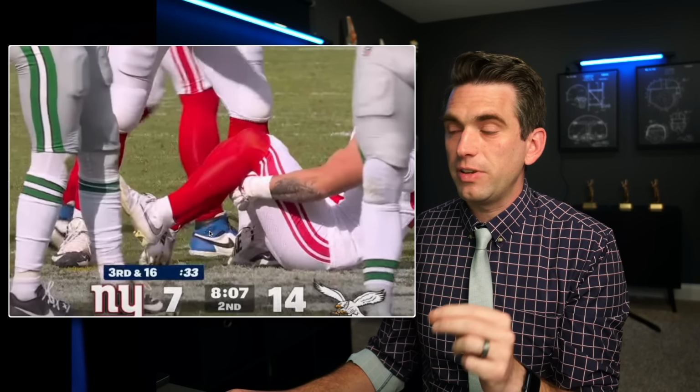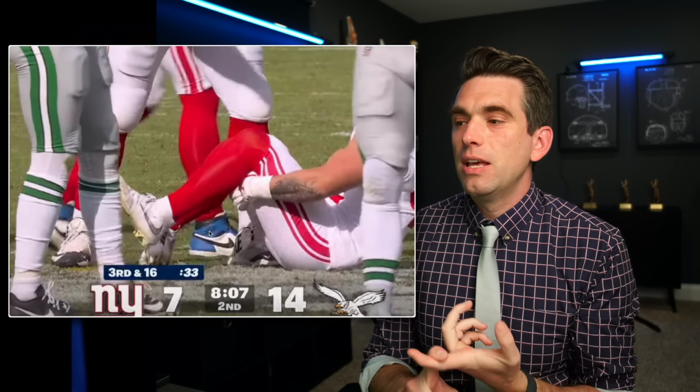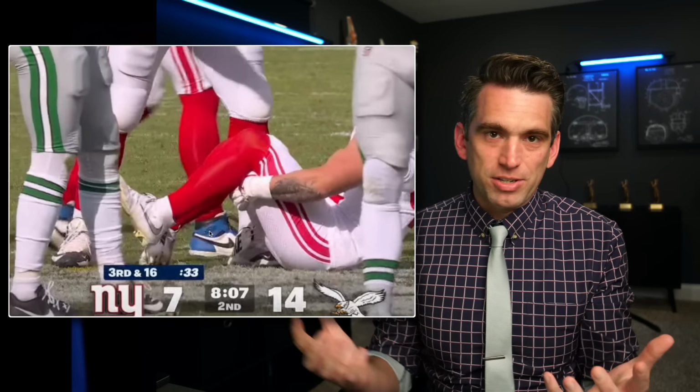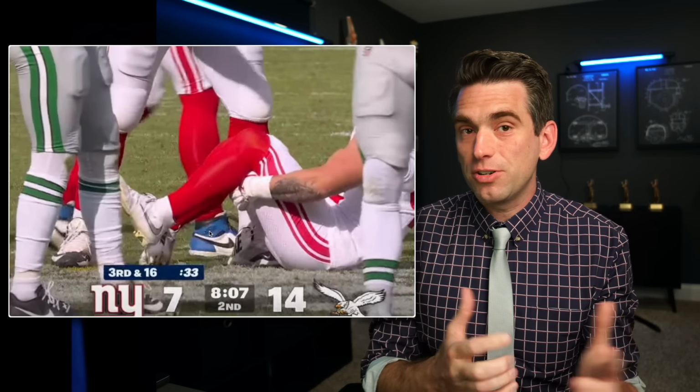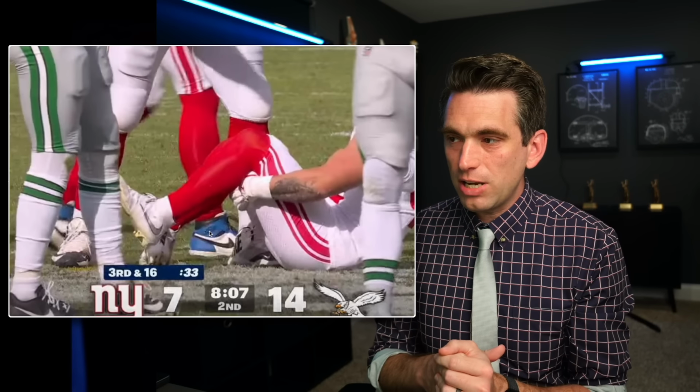So number one, you get out there on the field, attempt a closed reduction. They'll probably be able to tell right away if the bone's poking through the skin or not. That would be what we call a compound fracture dislocation or an open fracture dislocation.